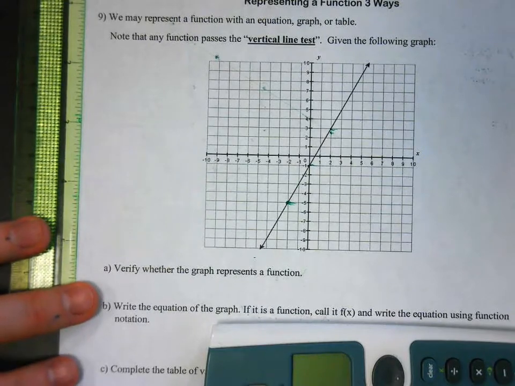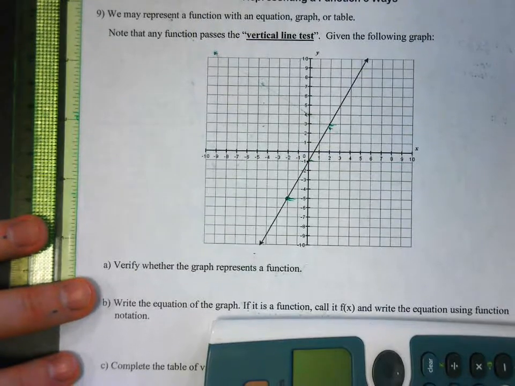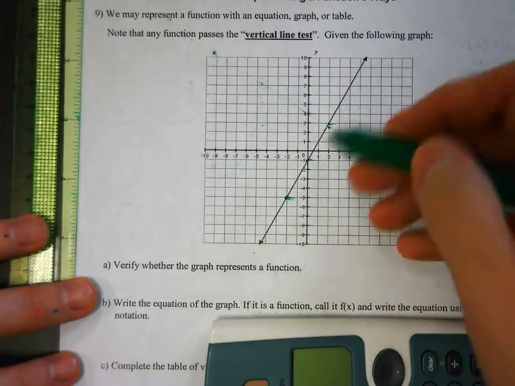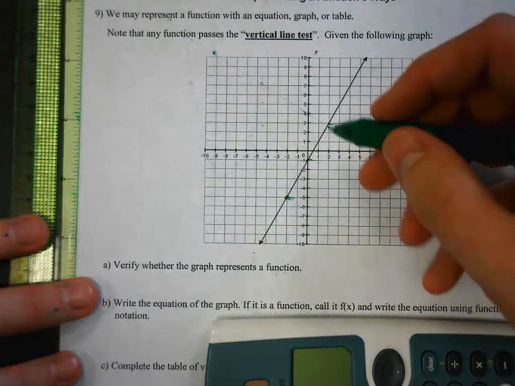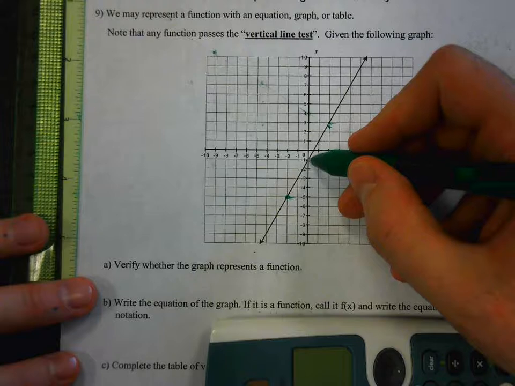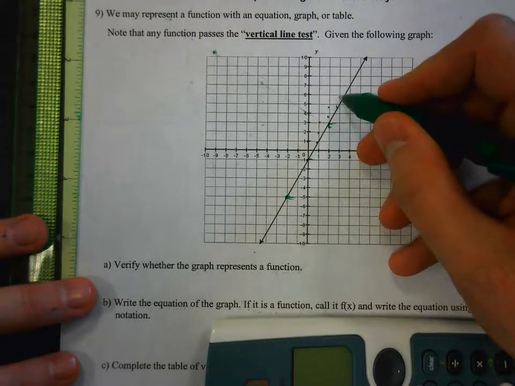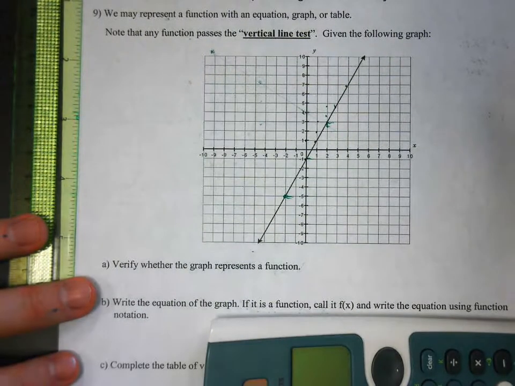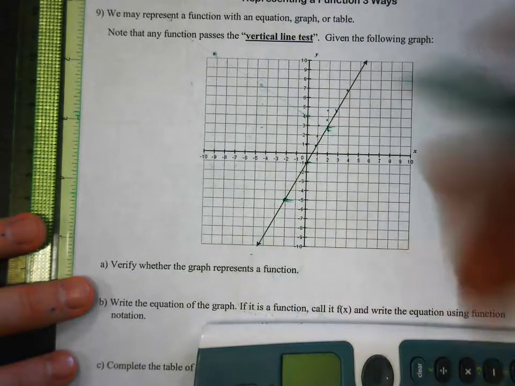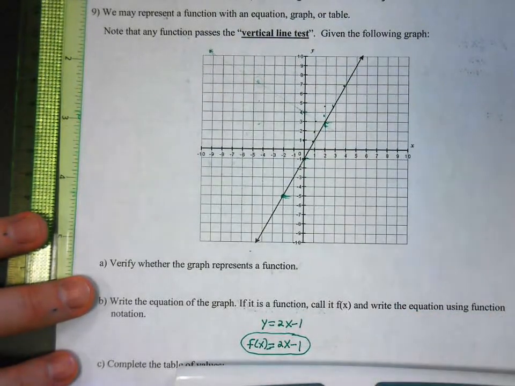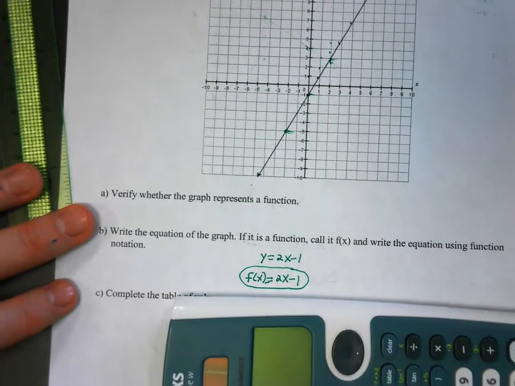Part B, write the equation of the graph. If it's a function, call it f of x, and write the equation in function notation. Well, here we have a line, like y equals mx plus b. The m value is a slope, so as we count the slope, find any two nice points on there. If I start right here, notice if I go up 2, right 1, up 2, right 1, I stay on the graph. So that tells you the slope is 2. And the y-intercept, the b value, is at -1. So it's a pretty easy one. F of x instead of y equals, f of x equals 2x minus 1.